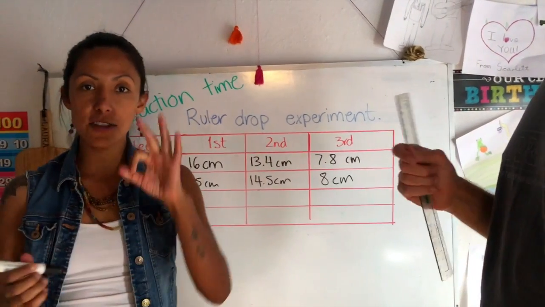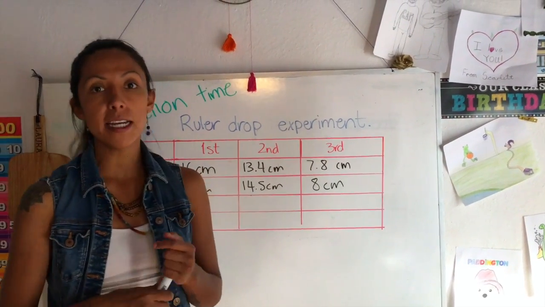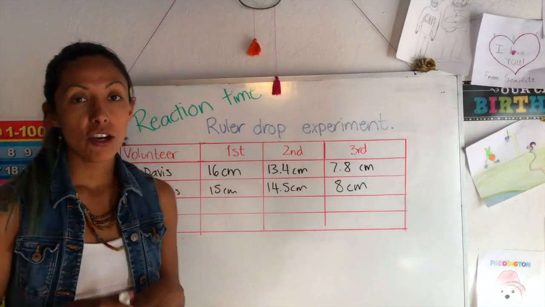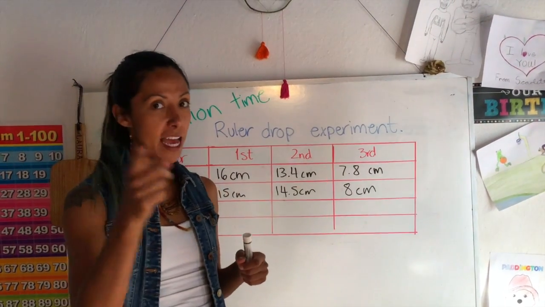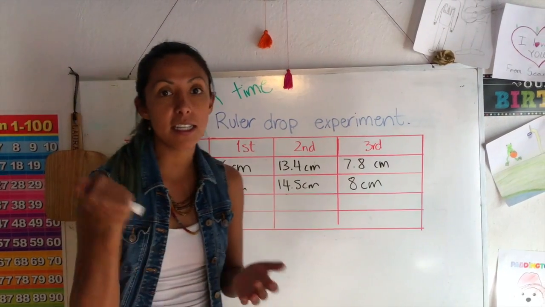So once you get your 3 volunteers, guys, at least if you want, you can have more. You have to find out who has the quickest reactions. I hope you have fun. Remember to use millimeters when needed. Goodbye.